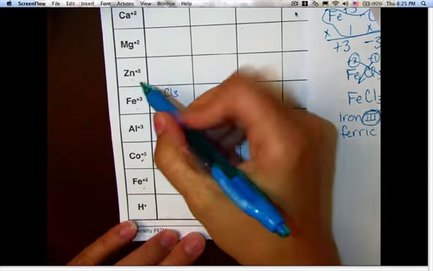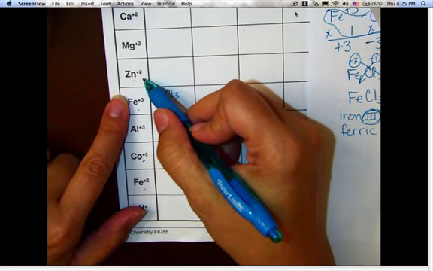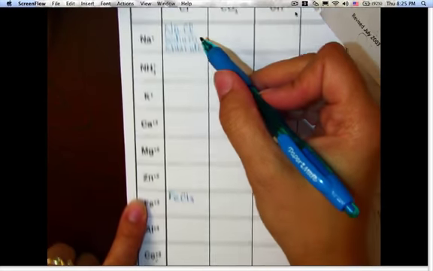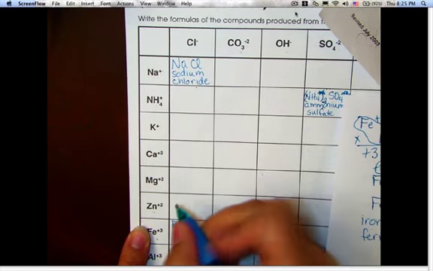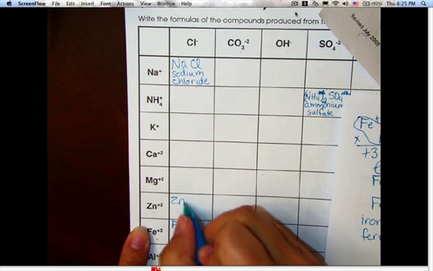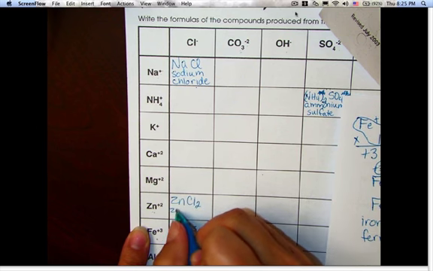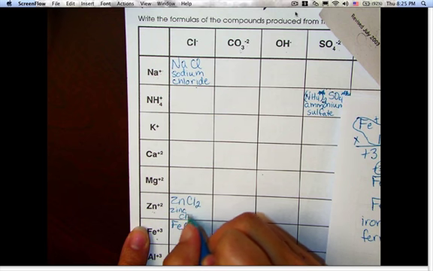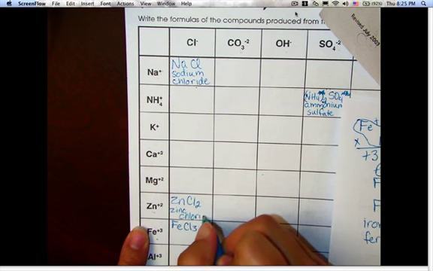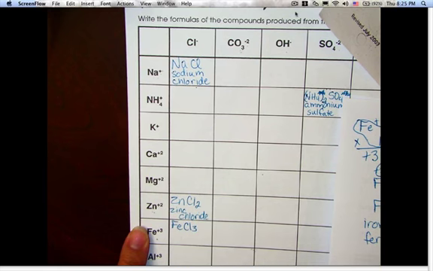So when you do the problems like with zinc right here, you put zinc with the chlorine up at the top, that's in the top of this column, remember? Then this would just be ZnCl2, and the name is zinc chloride. You don't have to say zinc 2 because that would be redundant because zinc can only be a +2.